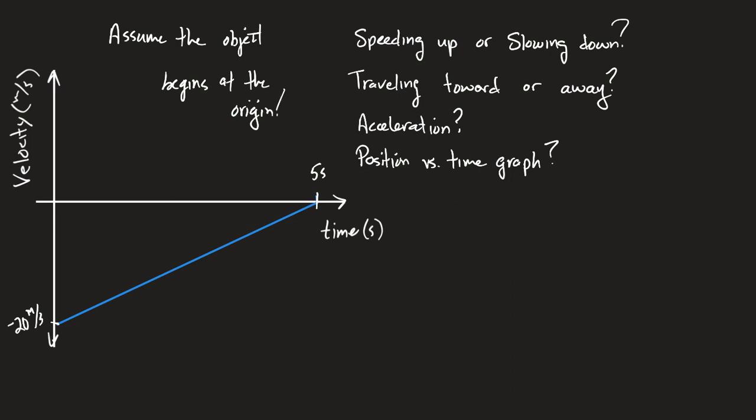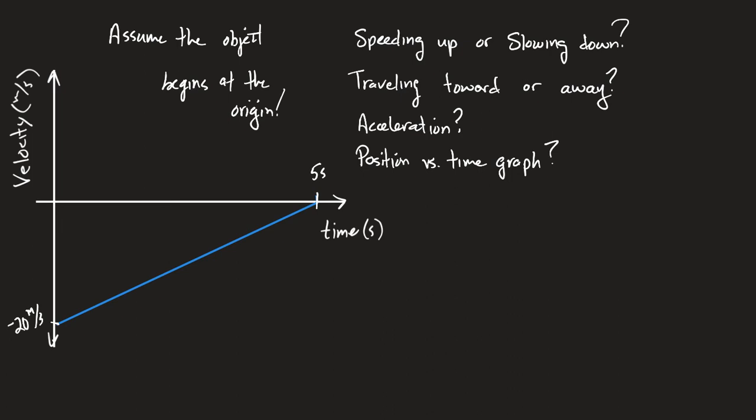Same things. Is this object speeding up or slowing down? Is it traveling towards you or away from you? Sketch me a position versus time graph. What's the acceleration? Assume the object begins at the origin. I'm trying to trick you. Let's see if you're tricked.